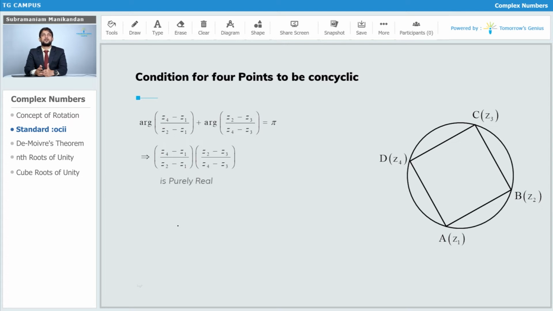The condition for 4 points z1, z2, z3 and z4 to be concyclic is given by argument of (z4 minus z1) by (z2 minus z1) plus argument of (z2 minus z3) by (z4 minus z3) is equal to pi. Okay, so what does it say? The opposite angles add up to pi, and thus it is a cyclic quadrilateral.